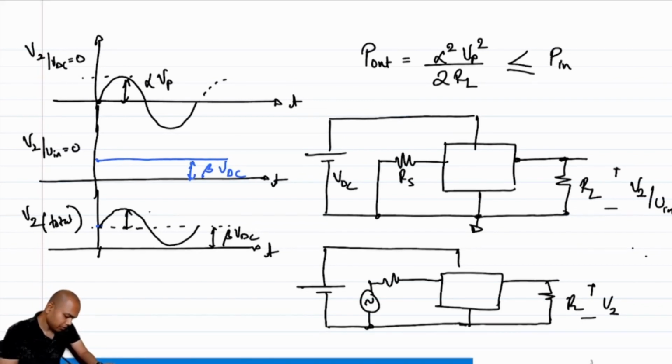And what is the amplitude of the sinusoid? This will still be alpha times Vp. Now, can you comment on the power of the sinusoid that is getting delivered at the output? Note that I am not interested in the power of the DC signal. I am only interested in the power of the sinusoid, because that is the signal that we are trying to amplify.